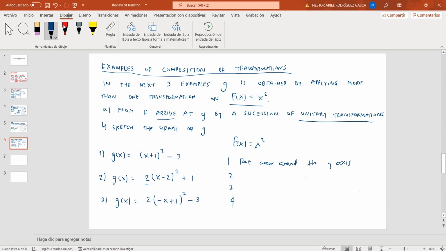Next, a vertical stretch of factor 2. Then a horizontal translation of 1 unit to the left. And finally, a vertical translation of 3 units downwards. Okay, all of these are taking place. Now, there can be slight differences. For example, this is a correct order, or if you change, for example, these two, that's going to be also correct.